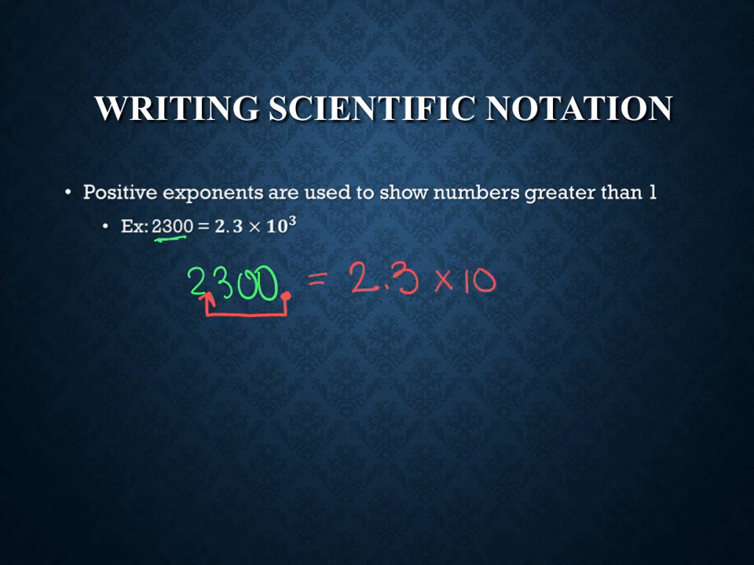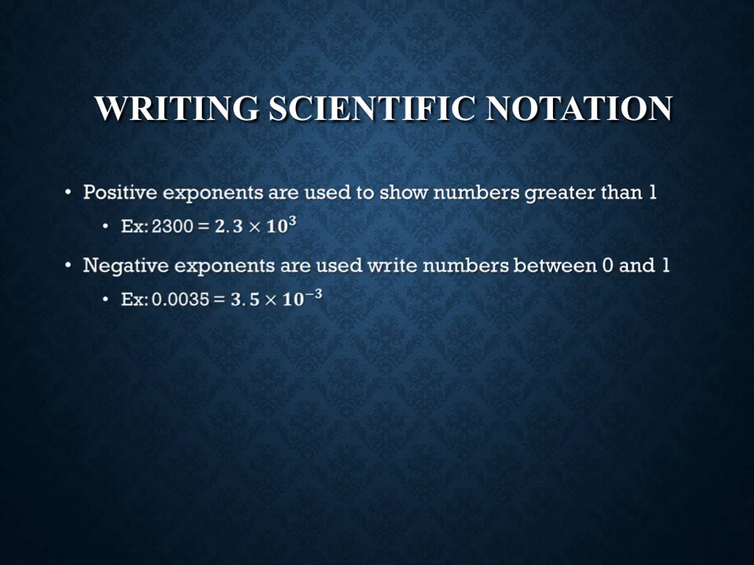And I'm going to multiply it by a power with a base of 10. My exponent, the number that goes up here, is going to be the number of places I move my decimal. So I moved it 1, 2, 3 places. So I'm going to have an exponent of 3. Now because 2300 is a number that is greater than 1, my exponent is a positive 3. So I have 2.3 times 10 to the positive third.